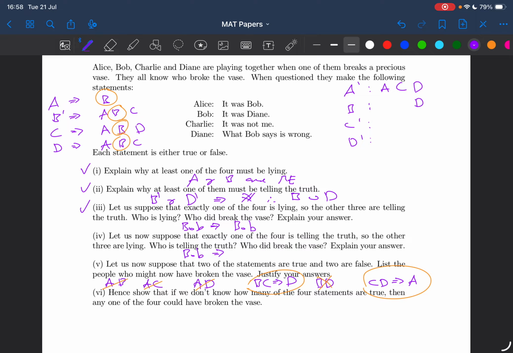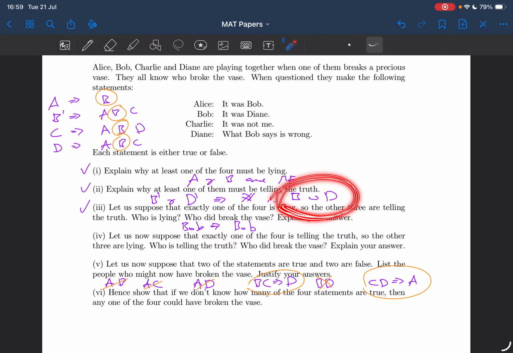One of the four is telling the truth. The other three are lying. Part 4. Bob and Diane are telling the truth, hence Alice and Charlie are lying. We can't have Bob telling the truth. Okay, let's rephrase this ever so slightly. So what's it saying on here? We know that either Bob or Diane is telling the truth. Okay, yeah, Bob or Diane are telling the truth.